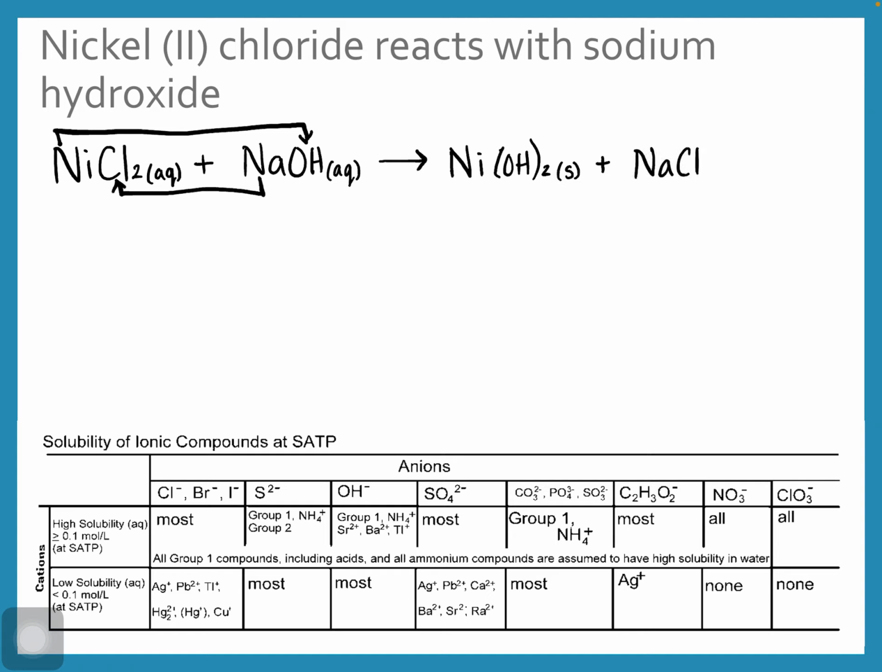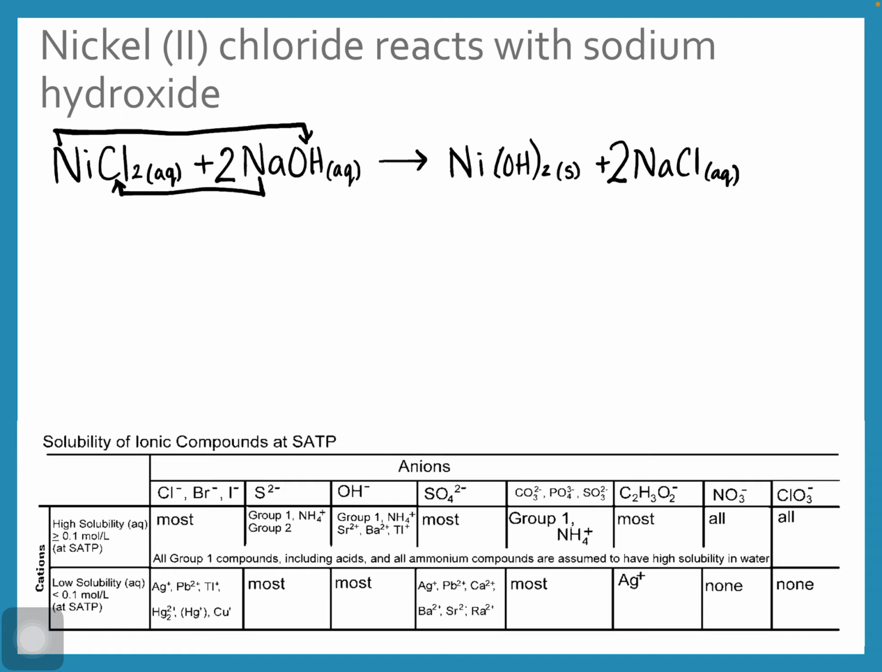We know from before, but we can double check, that chlorine with most things is soluble, and sodium is not an exception, so that is also aqueous. I have 2 chlorine with nickel chloride, so I need a 2 here. That gives me 2 sodium, and that will give me 2 hydroxide, which I have. So that is my molecular equation, which is the first step.